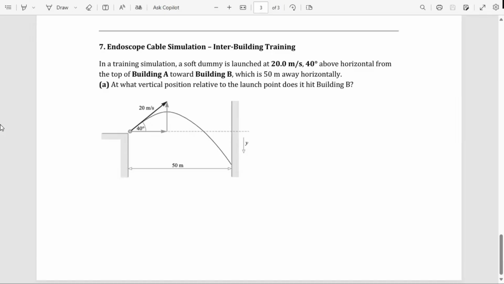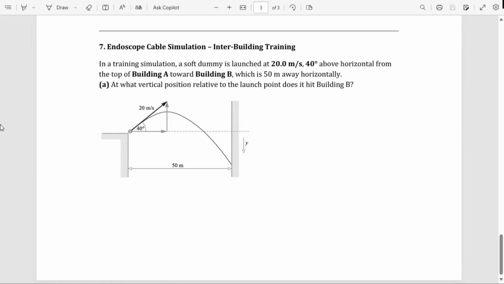Question 7 is about endoscope cable simulation. The question reads: in a training simulation, a soft dummy is launched at 20 meters per second, 40 degrees above the horizontal from the top of building A towards building B, which is 50 meters away horizontally. At which vertical position relative to the launch point does it hit building B?